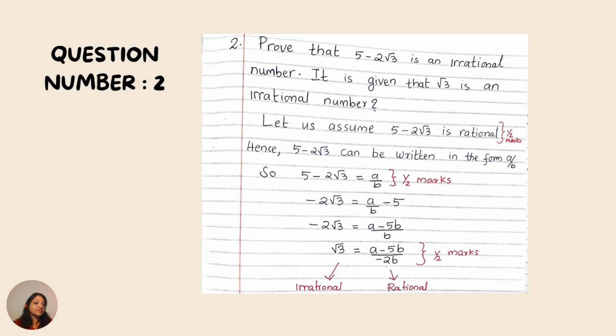Your positive 5 is going to transfer to the right side, then it is going to be minus 5. Then you have to take only root 3. See, your negative 2 is going to be transferred to the right side. See, please make sure whether you take a positive or negative number. Most of the children are going to take only 2. Please take a negative 2, otherwise your answer is going to be wrong. Your half mark will go. See there, you will get a half mark again. So your root 3 is an irrational number and a minus 5b by minus 2b is a rational number.